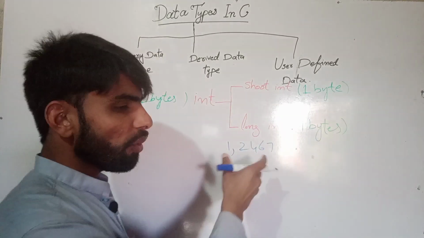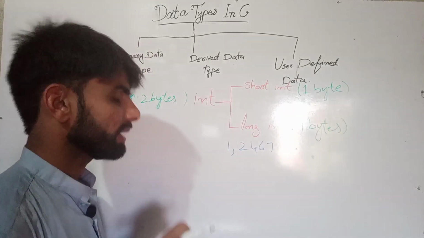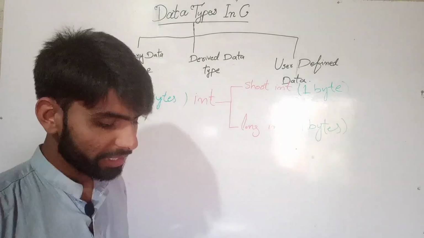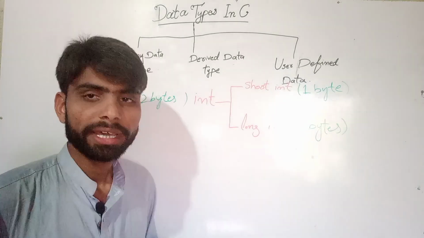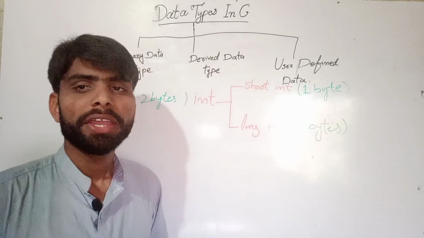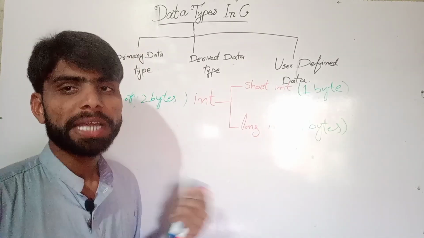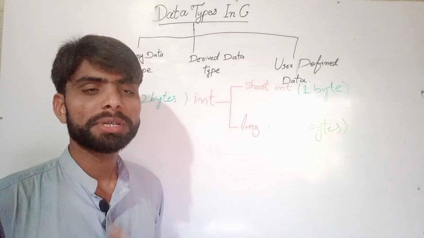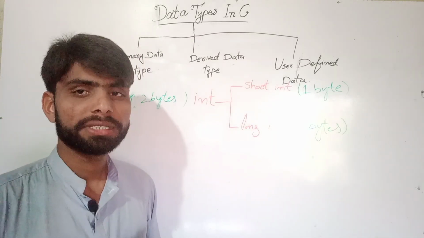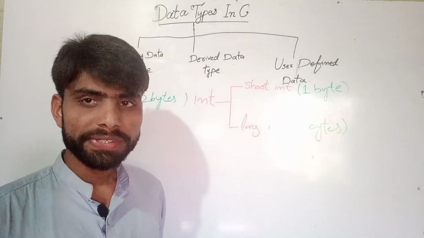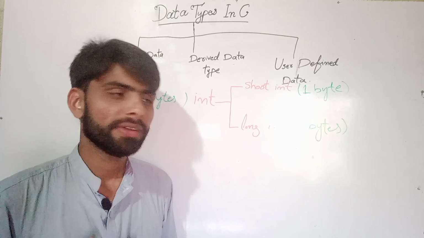So how much number can be stored in the int data type? It also completely depends on the machine. It depends on whether we are using a 16-bit machine, 32-bit machine, or 64-bit machine. But modern machines are 32-bit and 64-bit machines, right?